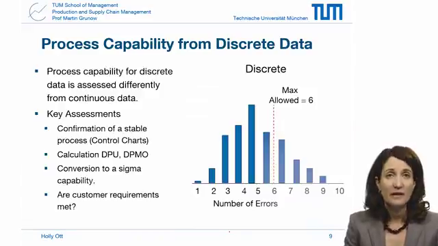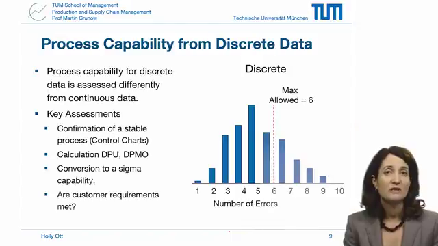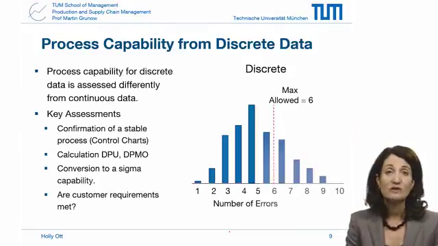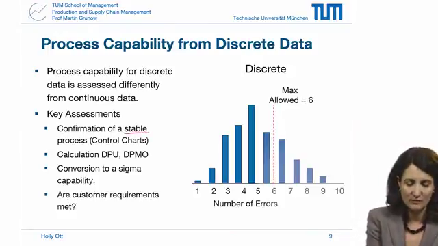So process capability for discrete data is assessed differently from continuous data. And here what we're going to go through are some key assessments. These are often used to give a comparable metric to this capability, the sigma capability that we learned for the normally distributed data. First, we have to confirm that we have a stable process. That would be the first step.